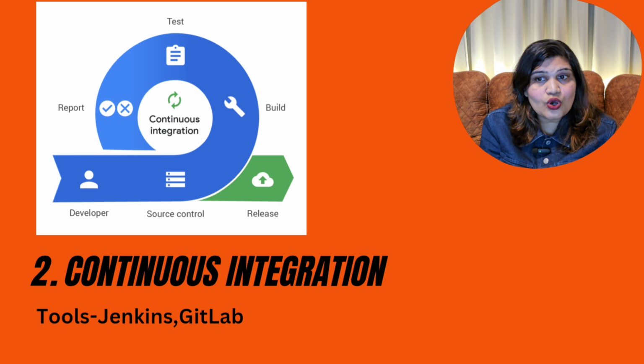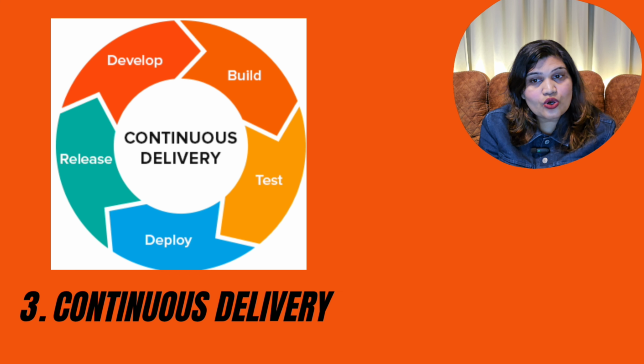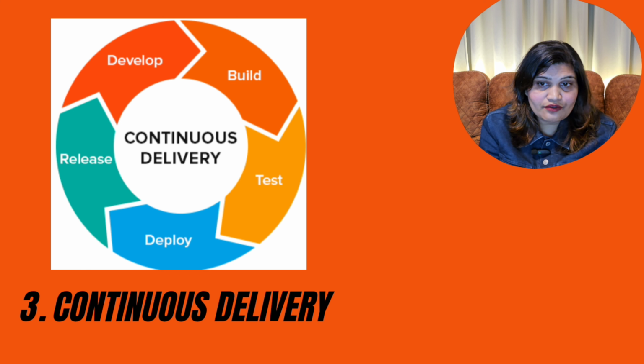Tools like Jenkins or GitLab run tests on the new code to make sure everything works smoothly without breaking anything. Third, continuous delivery, that is CD. After testing, the code is automatically deployed to staging environments and eventually to the production environment. No human intervention is needed, which reduces the chances of errors and speeds up deployment.